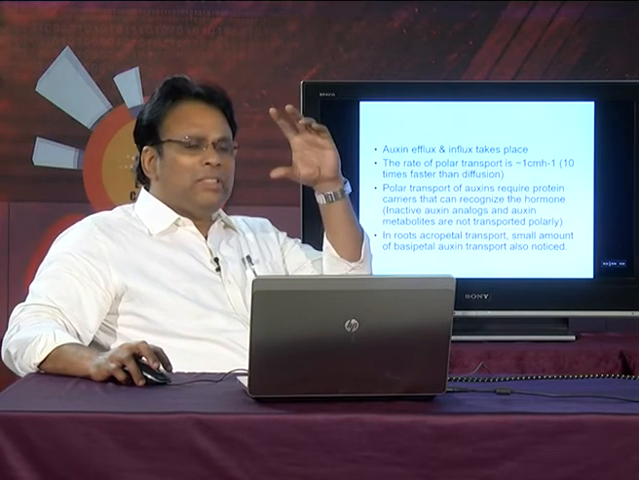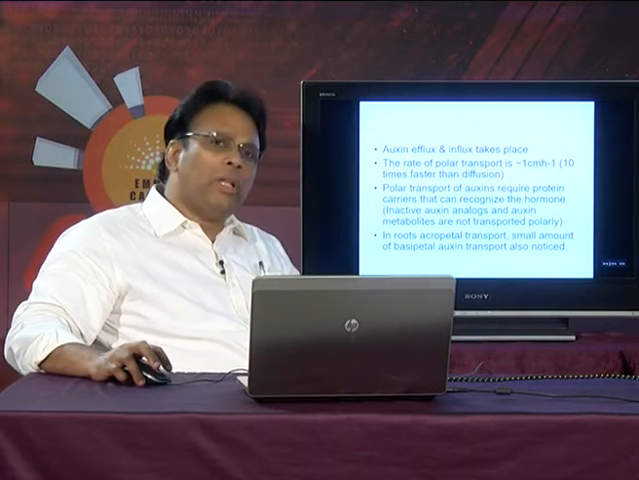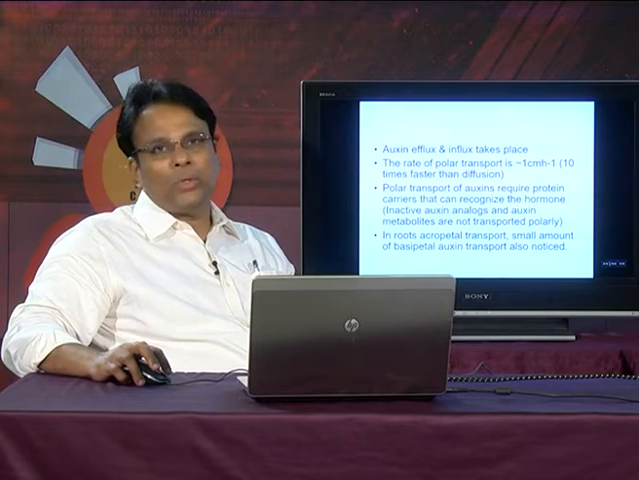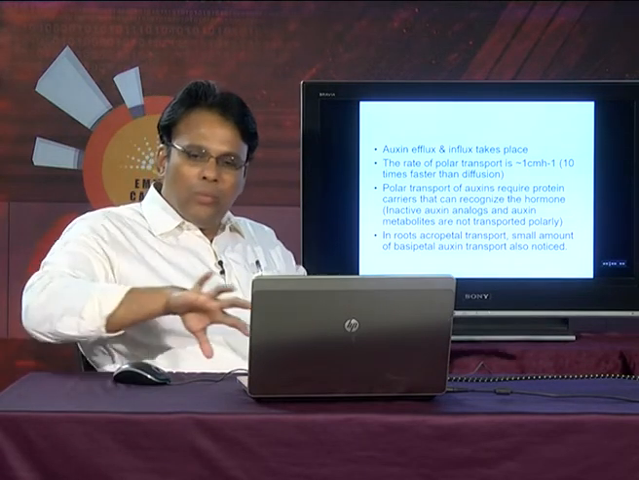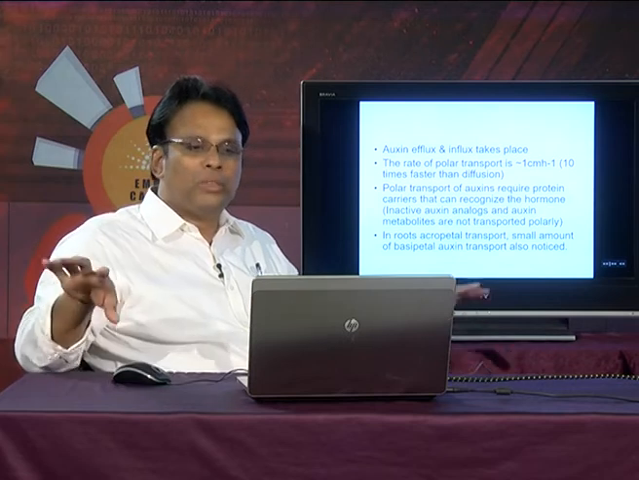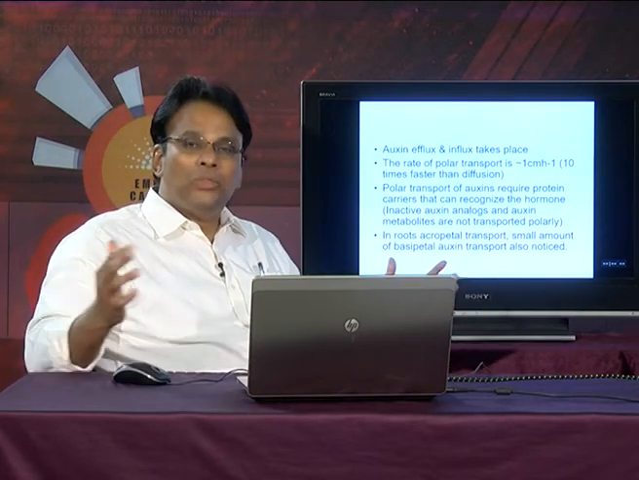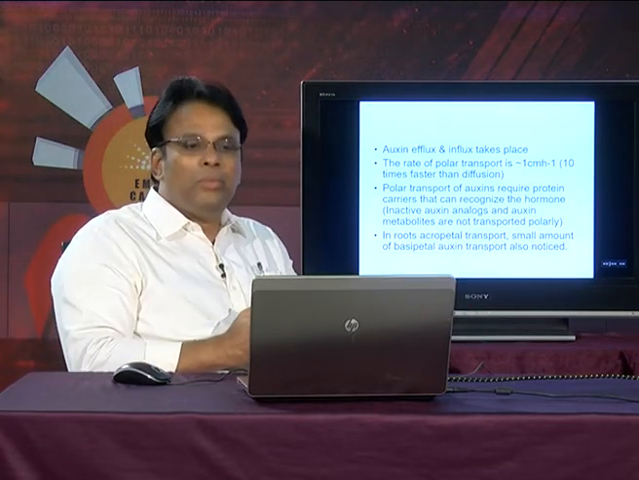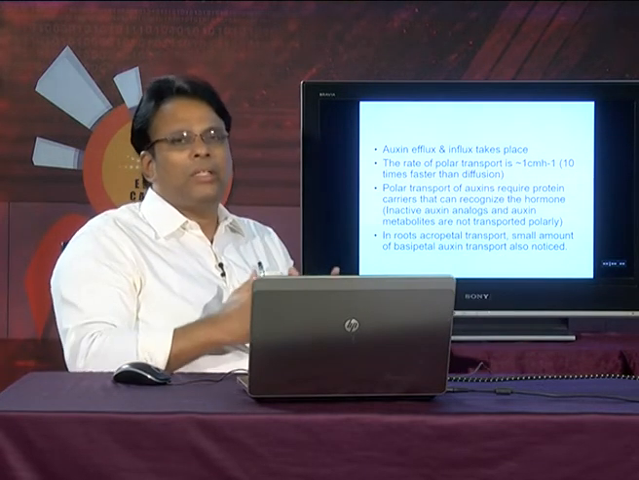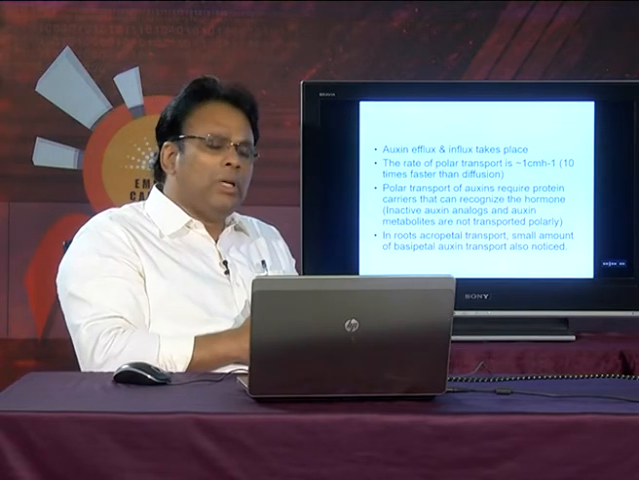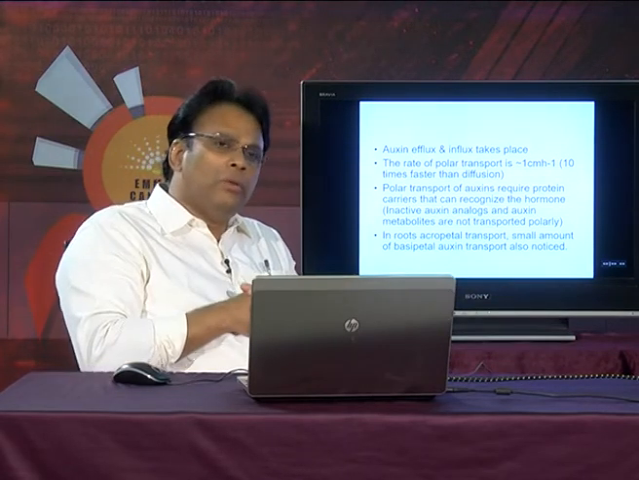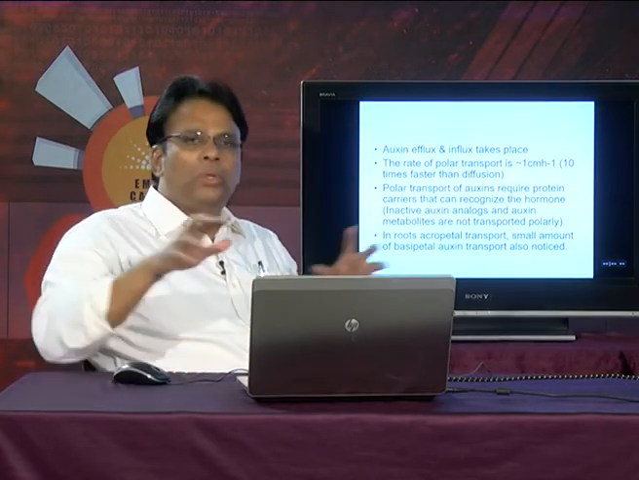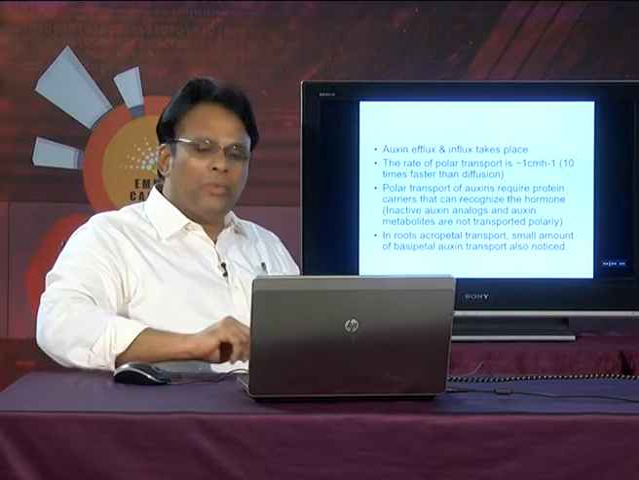Now, coming to the roots. So, this is generally what happens in the shoot. You will always be wondering what is happening in the case of roots. In the case of roots, there is acropetal transport. Once it reaches the root region, it can move towards the tip of the roots, that is acropetal transport. And a small amount of basipetal transport, that is towards the base region, is also noted. But the major movement, once it has reached the root portion, will be acropetal, from the end of the stem towards the tip of the roots.